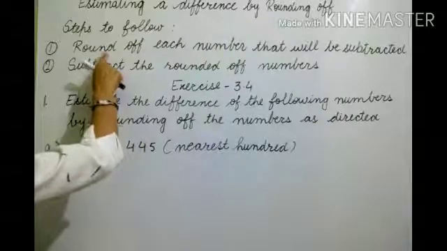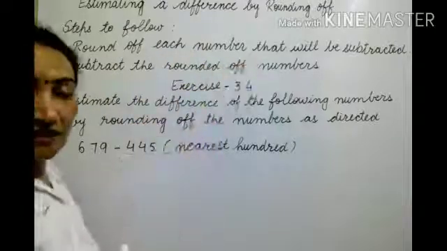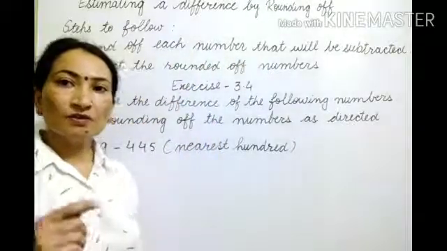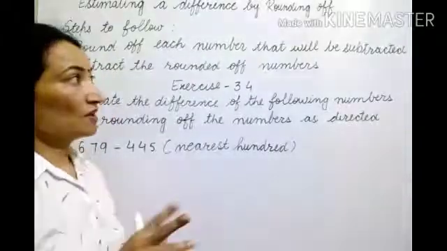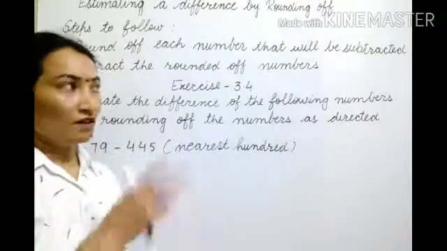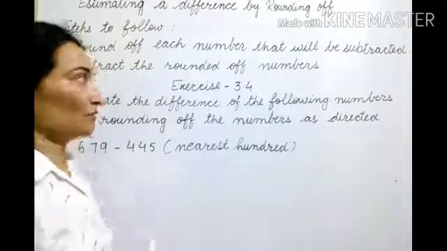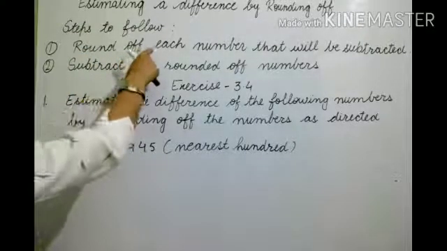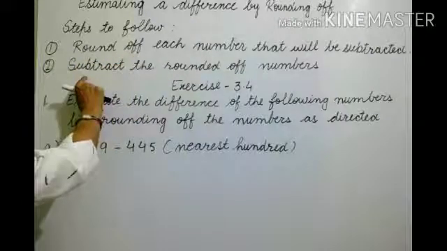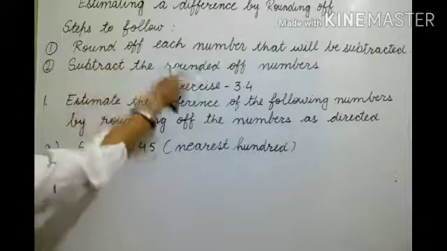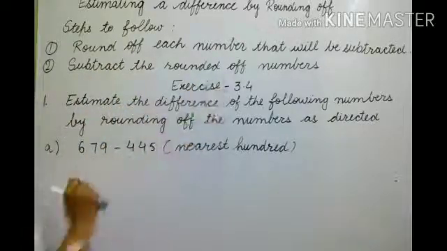First point, again I am repeating, round off each number that will be subtracted, as we have done in chapter 2. Round off the numbers and add estimated value and actual value. That we will do here also, but here the operation is subtraction. But same thing we will do here. So you will keep in mind both the points, both the steps, and then you will solve your questions. Okay? Let us solve exercise 3.4.